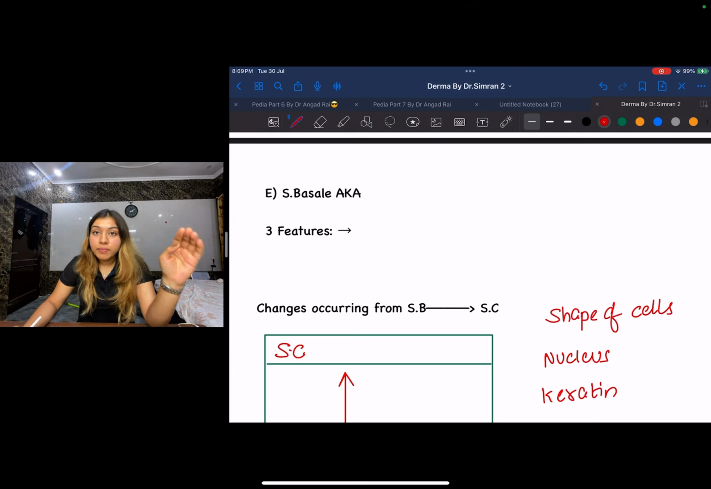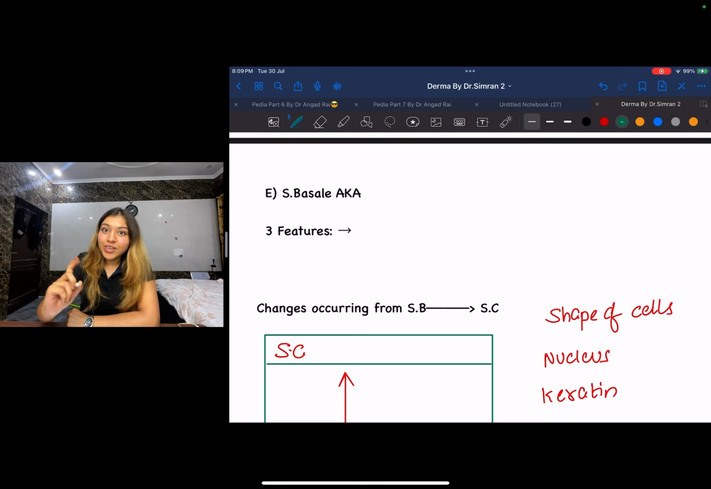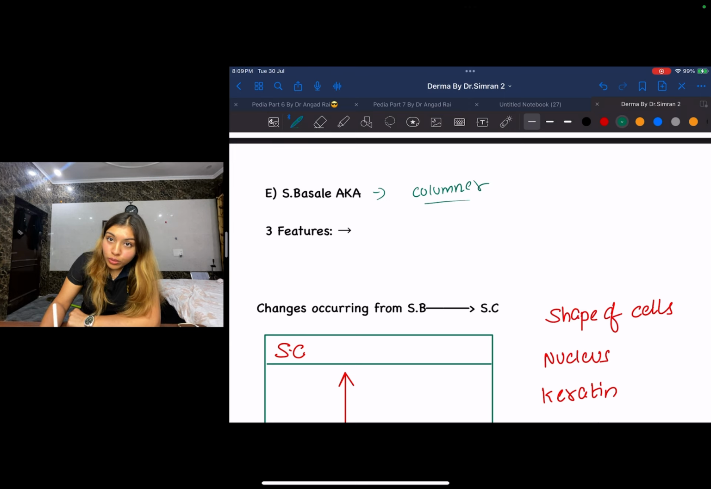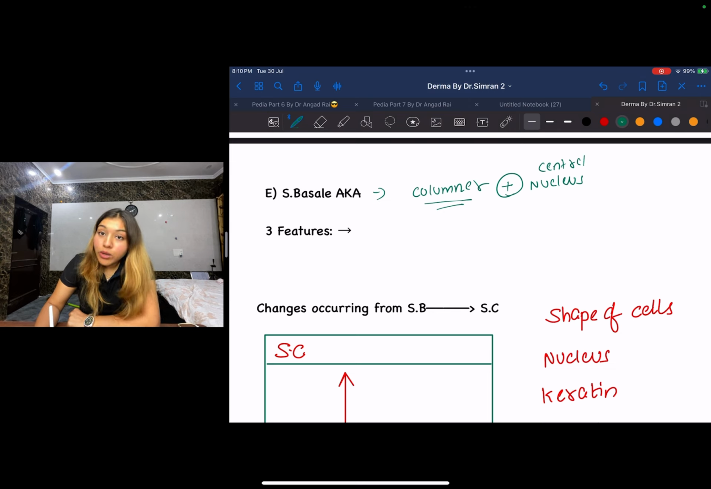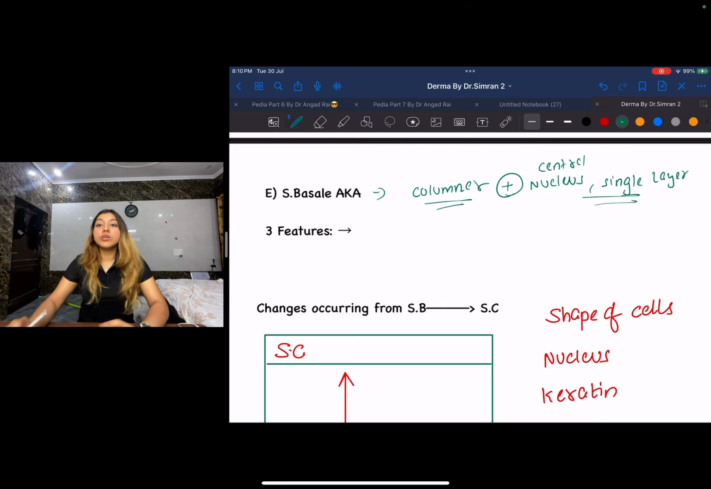In the stratum corneum, they were fully keratinized, flat cells, and one more very peculiar point, there was no nucleus present. Now guys, in your stratum basale, what will you see? You will see that these are going to be columnar. Most importantly, there is going to be a presence of a nucleus, and it will be a central nucleus. These are going to be columnar, with a central nucleus, and it is going to be a single layer. So these are the three features that we need to know for stratum basale.